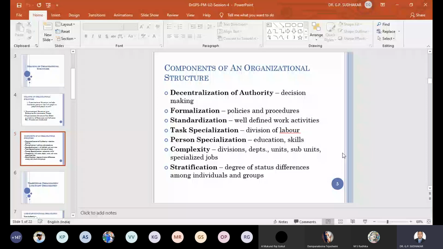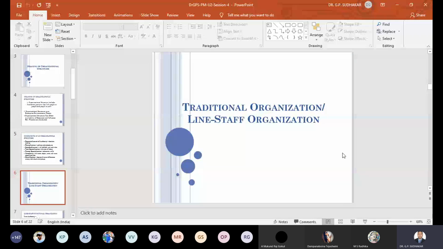So next, what? Complexity we discussed, that means complexity is one of the components of organization structure. Next is stratification. Stratification means who has which status level inside the organization. That can also be found using organization structure. Different individuals will have different status levels inside the organization, and different groups will have different status levels. That can also be evident from the organization structure, right? So let's move on and learn about functional organization.